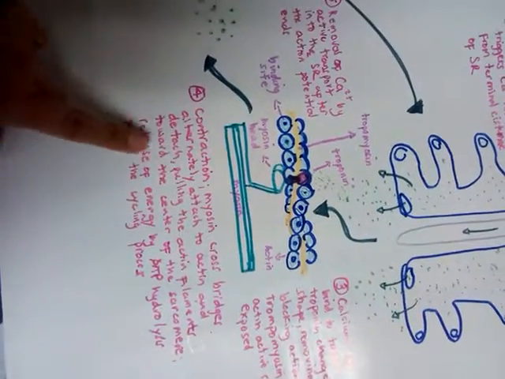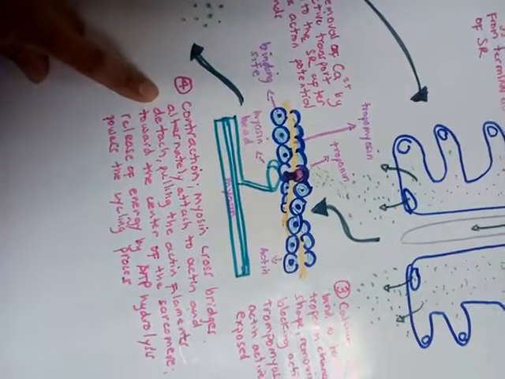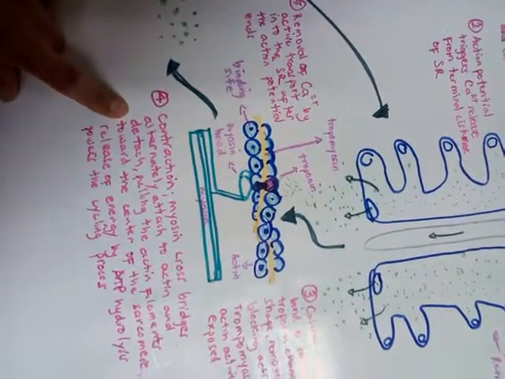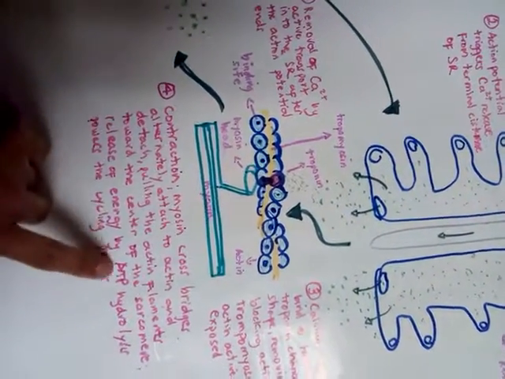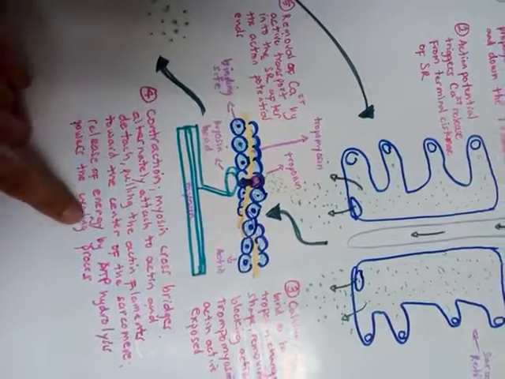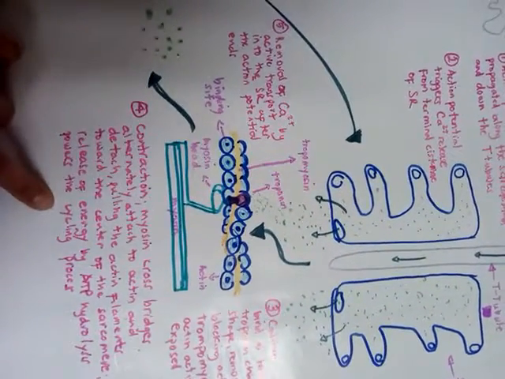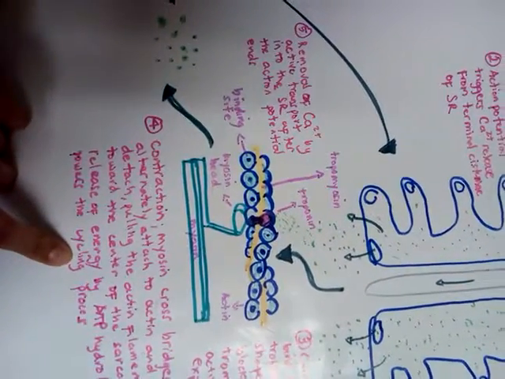Contraction: myosin cross bridges alternately attach to actin and detach, pulling the actin filaments toward the center of the sarcomere. Release of energy by ATP hydrolysis powers this cycling process.